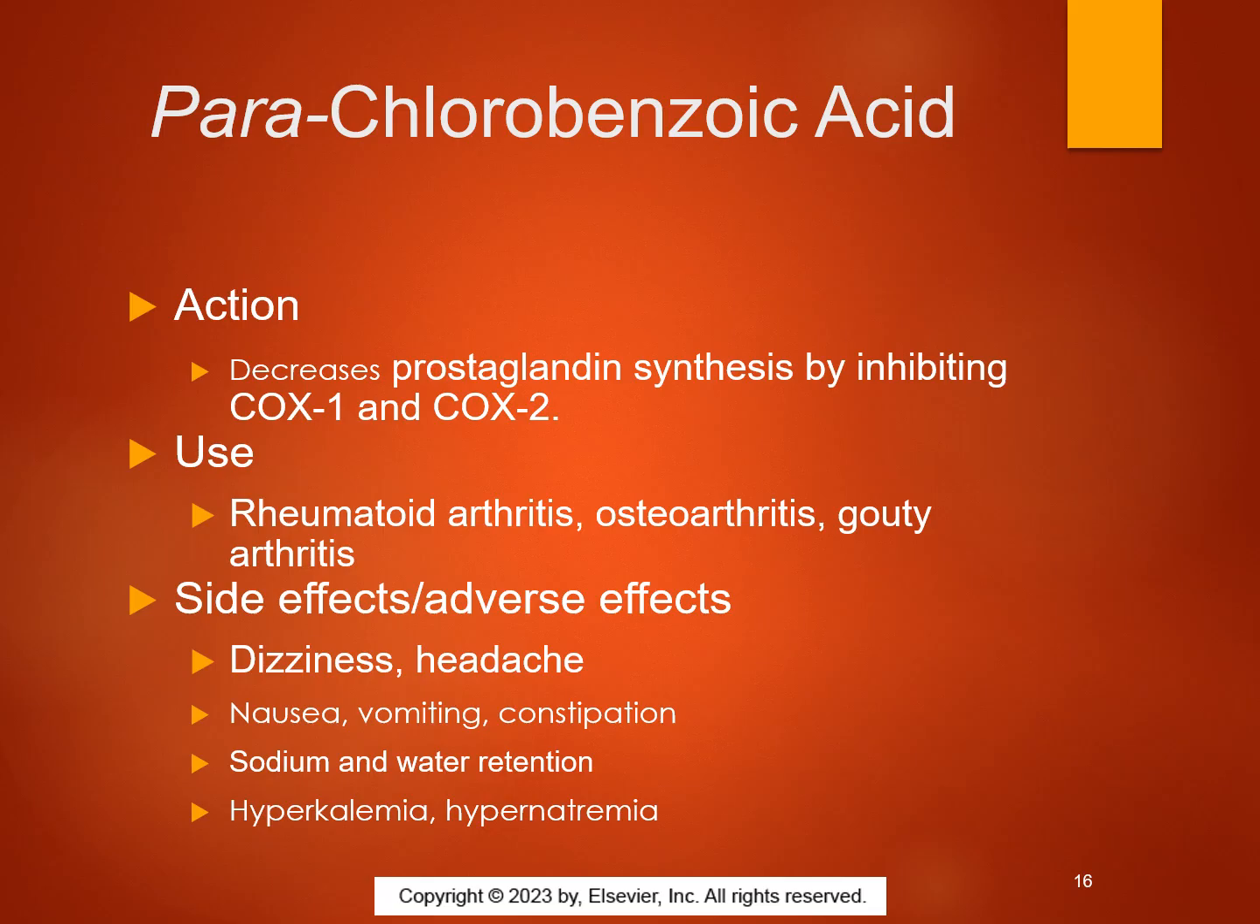Diclofenac works by inhibiting both COX-1 and COX-2, which decreases prostaglandin production. So what is this drug doing? By blocking COX-1 and COX-2, it reduces prostaglandins that cause pain and inflammation, but it also reduces prostaglandins that protect the stomach and the kidneys. That is why these medications work well and why they come with risk.